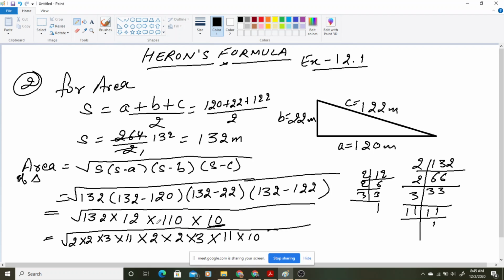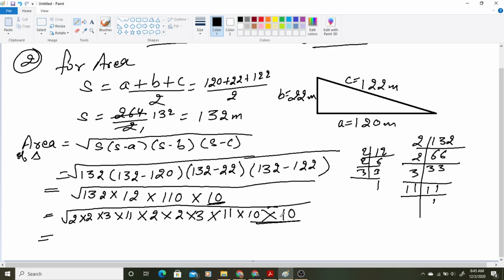So see, for this 110 I am writing 11 into 10, and then I will write this 10 as it is. Now just see, these two are forming a pair. So now the next step we will be doing is we will write outside the root the numbers that are forming pairs. Okay, the ones that form pairs, we will be writing like this: 2.